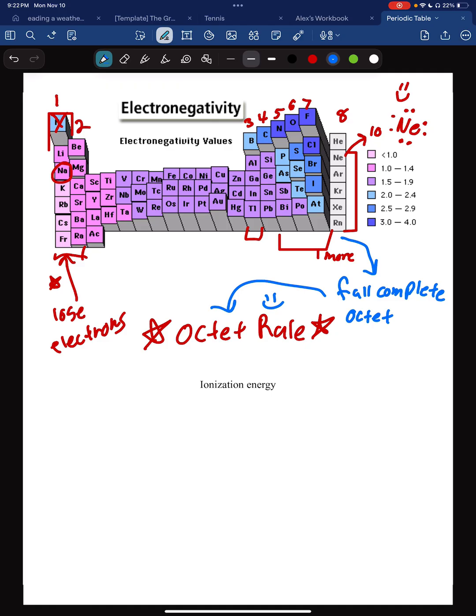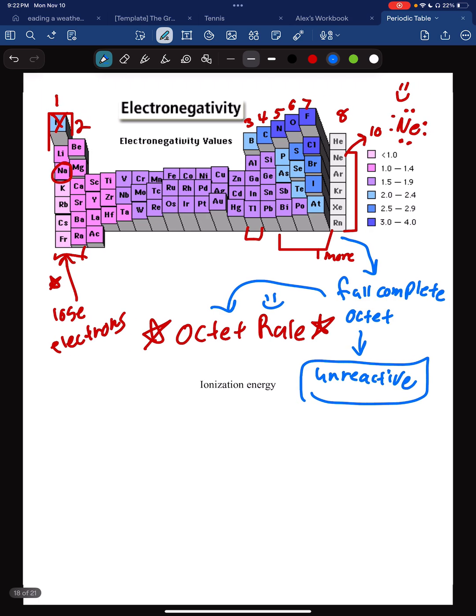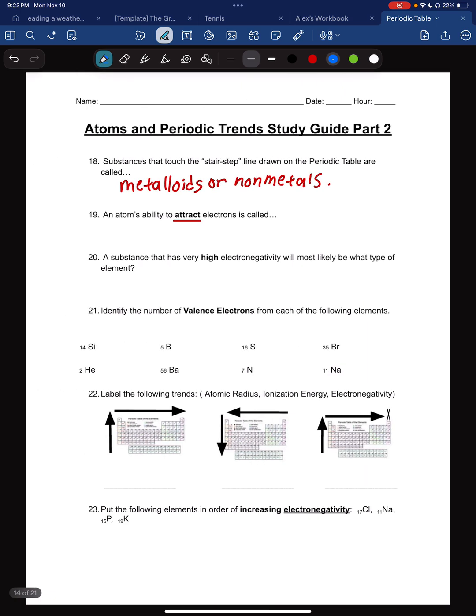Noble gases are electrically neutral, so that means they have the same number of protons and electrons, and they have a full complete octet. When they have a full complete octet, that means for our noble gases only, they are unreactive. Electronegativity is again here: an atom's ability to attract electrons is called electronegativity.